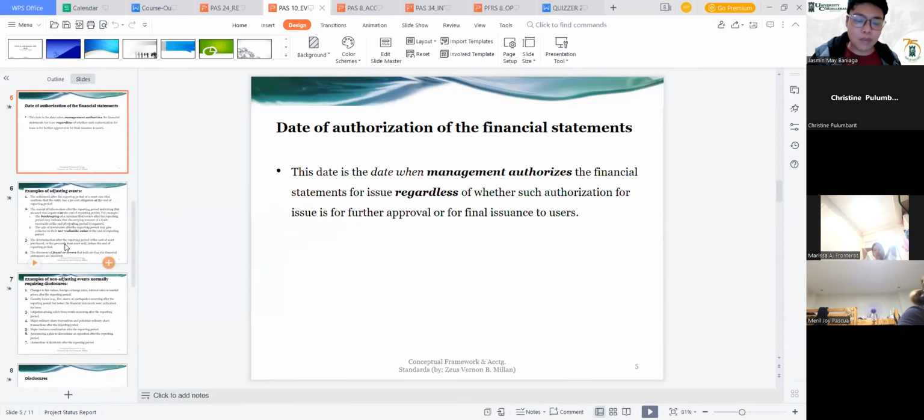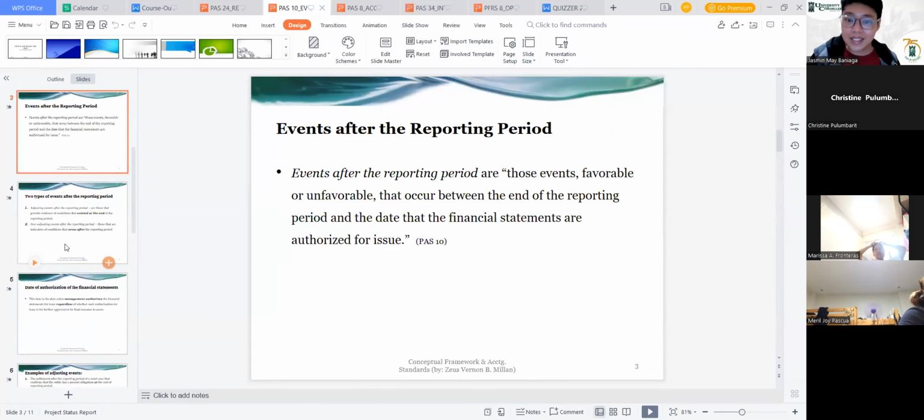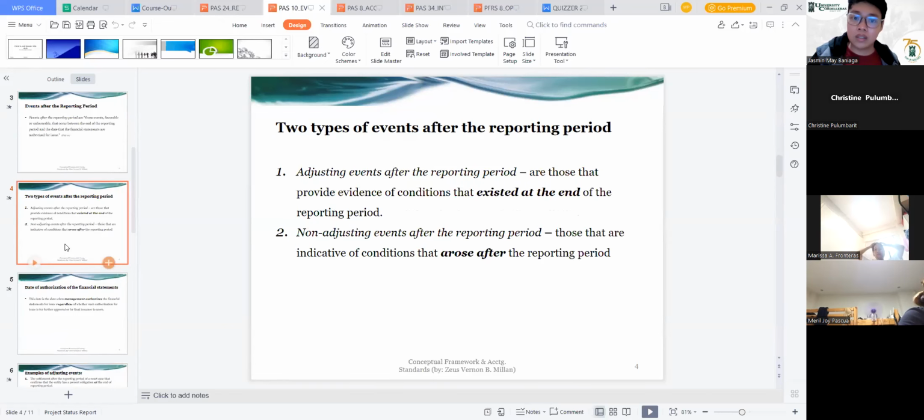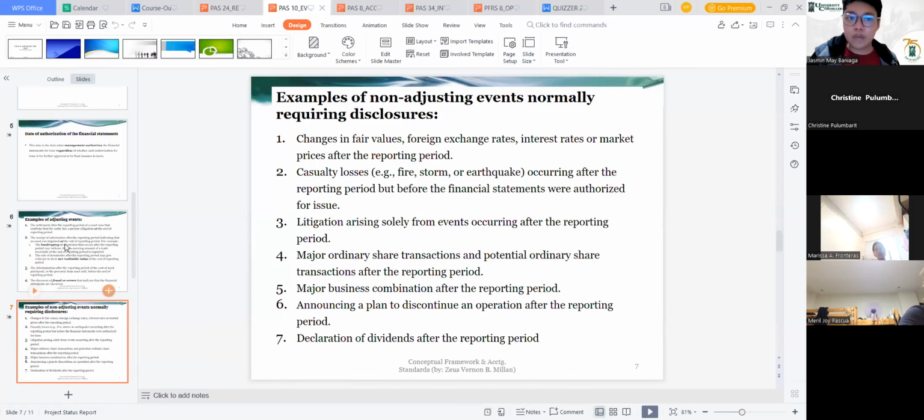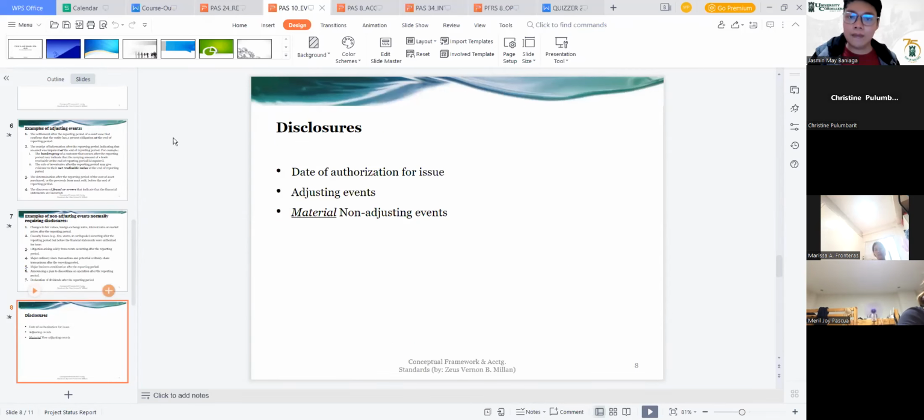And so remember definitions. What are the adjusting events, non-adjusting events, the samples of the adjusting and non-adjusting events. And you're good to go for pass number 10. Okay? This is the end of our past 10 for events after the current reporting period.